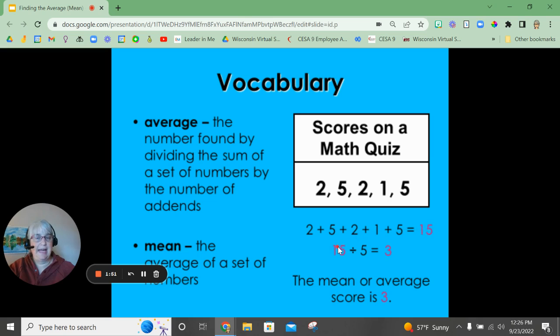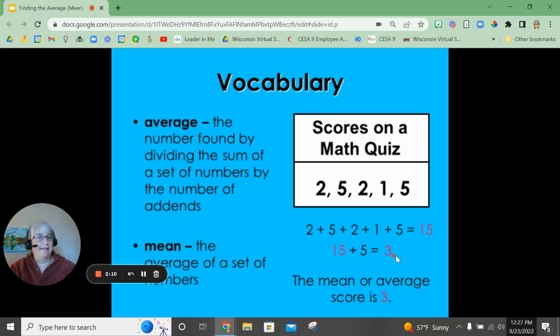Then they take that sum and divide it by how many numbers we had in the data set. If you remember, I counted there were 5 numbers in this data set. So 15 divided by 5 equals 3. The average, or the mean, for the score on these math quizzes was 3.